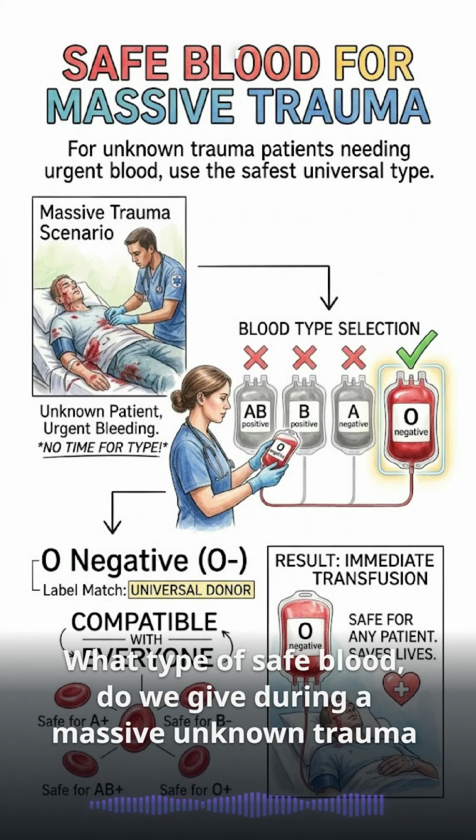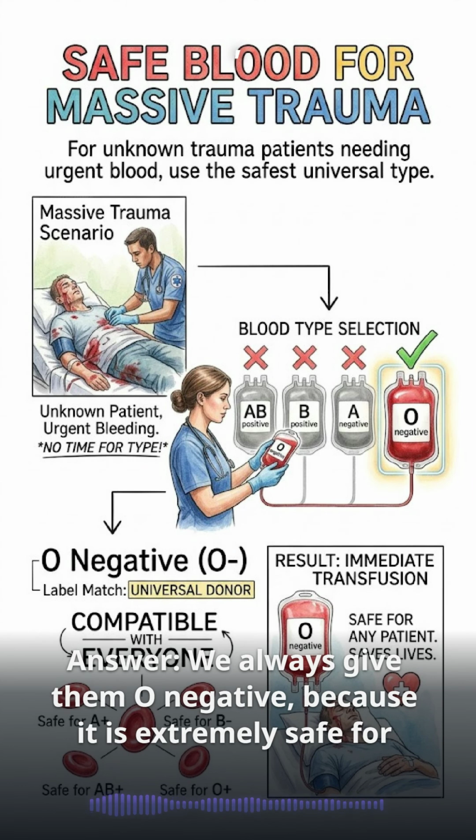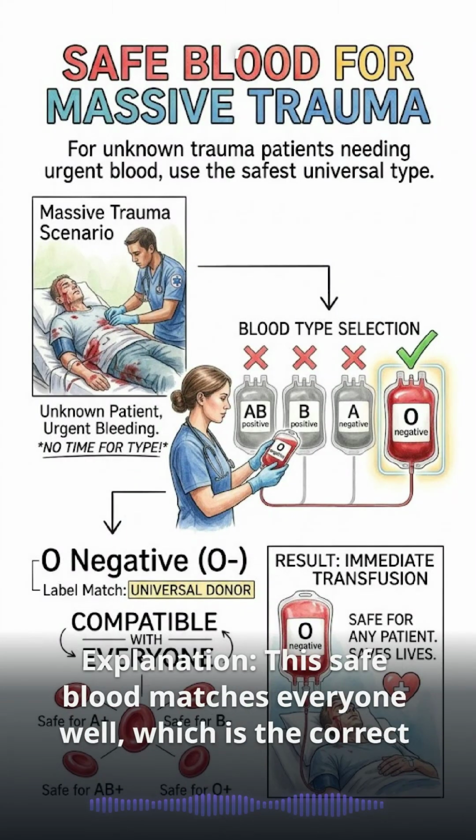97. What type of safe blood do we give during a massive unknown trauma emergency? We always give them O negative, because it is extremely safe for every patient. This safe blood matches everyone well, which is the correct choice in a fast rush.